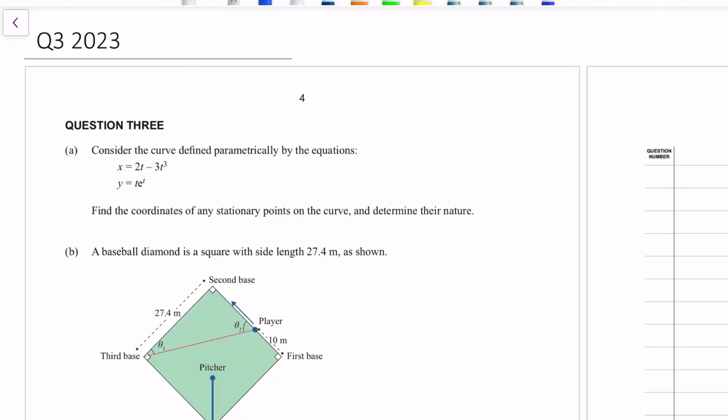Okay, so part A, this is fairly typical of an NCEA problem, probably at merit level, but the justification is a little bit trickier. We've got to determine the nature of the stationary point. So first up, to find the stationary point, we need to find dy/dx.